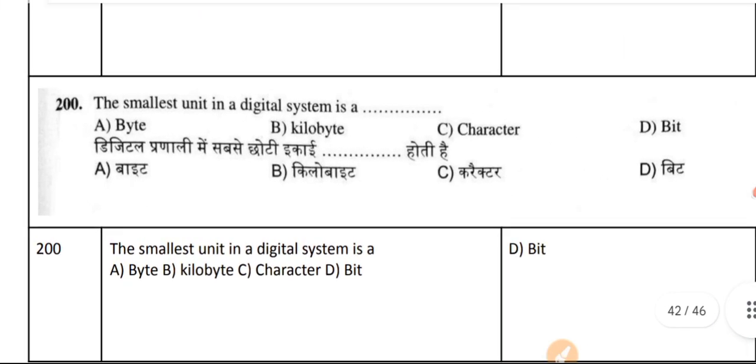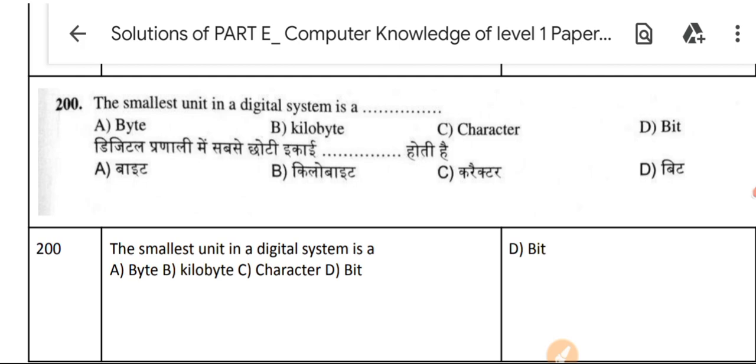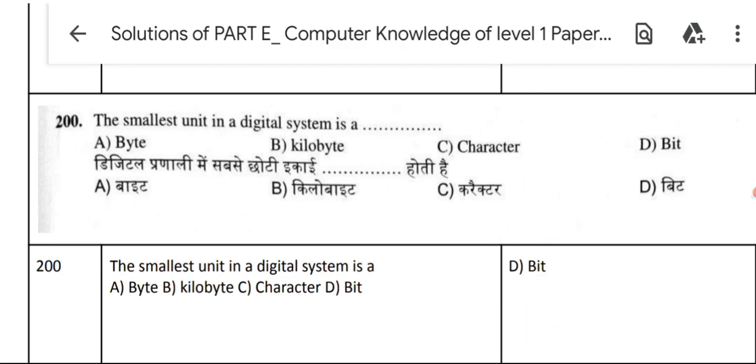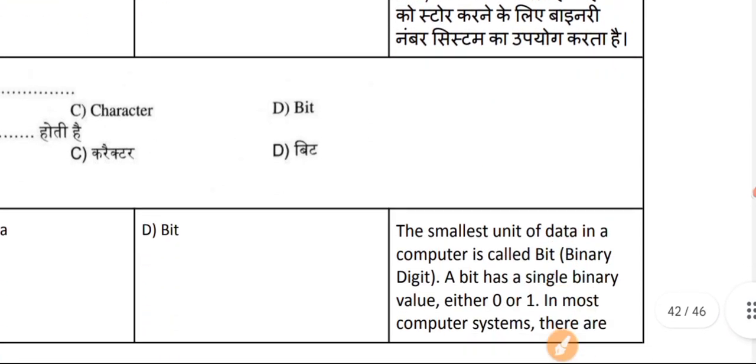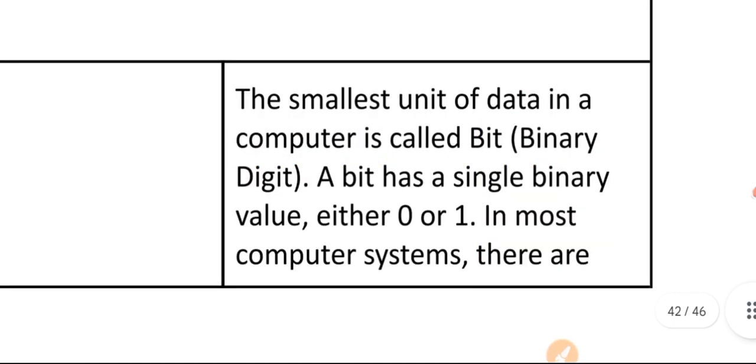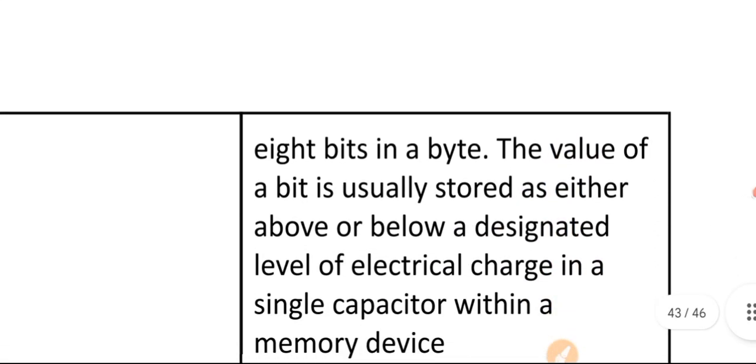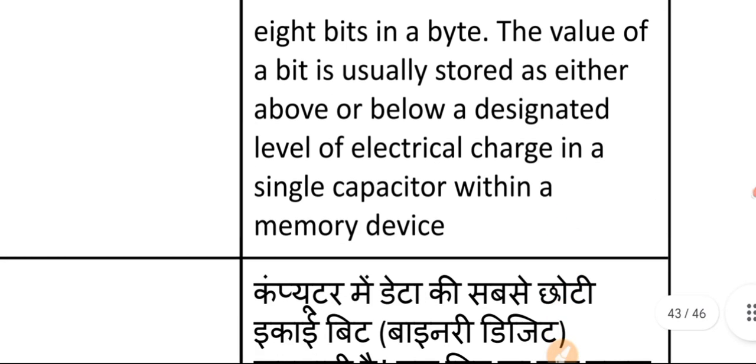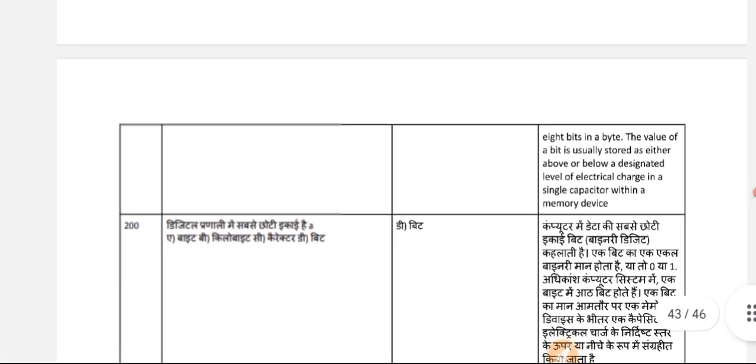Next is the smallest unit. The last question given is, the smallest unit in the digital system is a bit. This is a binary digit. A smallest unit of data in a computer is called a bit. Bit means binary digit, that is the full form. A bit has a single binary value, either 0 or 1. In most computers there are 8 bits in a byte. The value of a bit is usually stored as either above or below a designated level of electrical charge in a capacitor within a memory. Hope you have understood everything very easily.